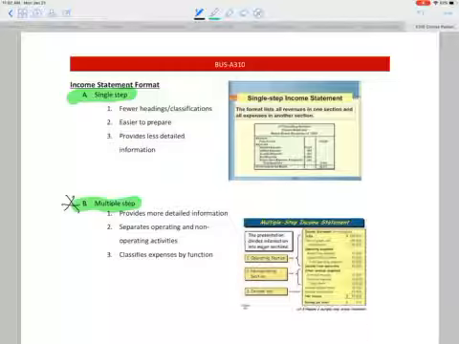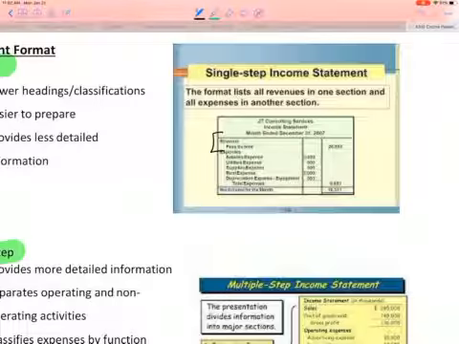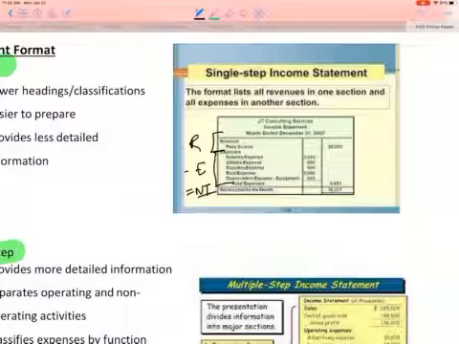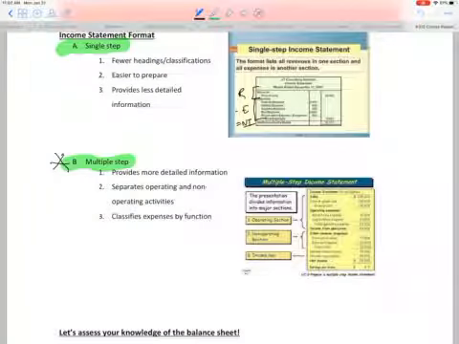What you're going to see is all of the revenues listed together and all of the expenses listed together. So this is revenues, this is expenses, revenues minus expenses equals net income, right? They all just get grouped together, and so there's no classification of operating and non-operating, for example. The single-step income statement is totally fine, you can use that, but it really just doesn't provide you a lot of really detailed information, whereas the multiple-step income statement provides a lot more information.